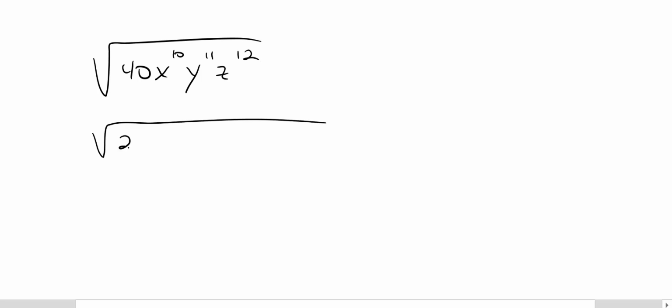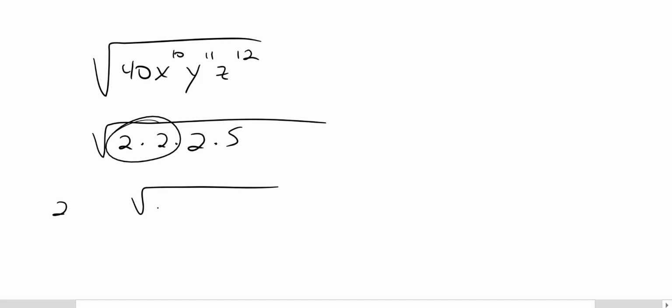So the 40, let's start dividing by 2. 2 times 20, 20 breaks up to 2 times 10, 10 breaks up to 2 times 5, and that's it. That's 40. So I'm going to pull just one 2 out, and there's 10 left over. So I want you to do 10 divided by 2, because again, it's the square root. 10 divided by 2 is 5. There's no remainder. So it's x to the 5th on the outside.